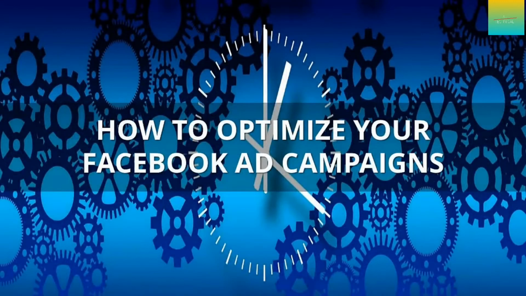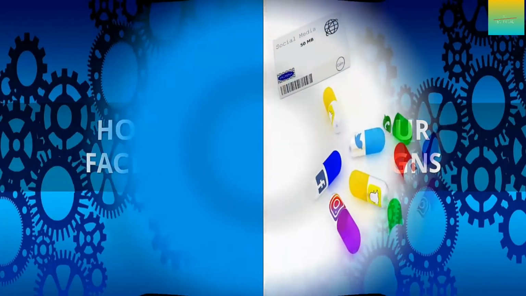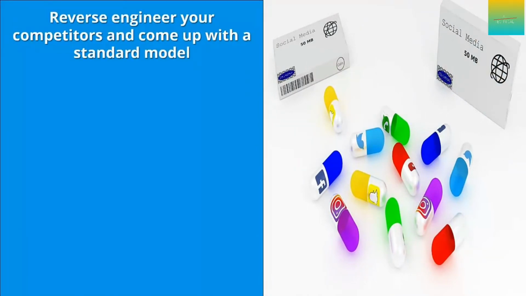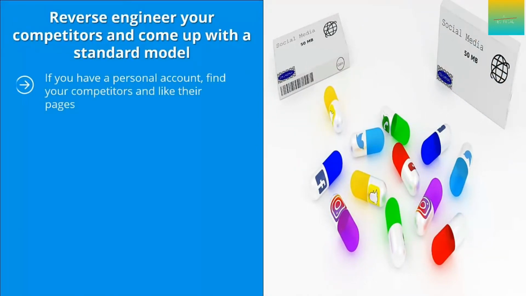How to optimize your Facebook ad campaigns. Follow the steps below so you don't overthink things and make bad decisions when optimizing your FB ads. Reverse engineer your competitors and come up with a standard model. If you have a personal account, find your competitors, and like their pages. Before you know it, you'll start seeing ads either from your competitors themselves or from businesses that are very similar to your competitors. Pay close attention to these ads.